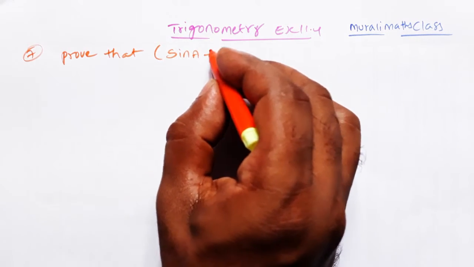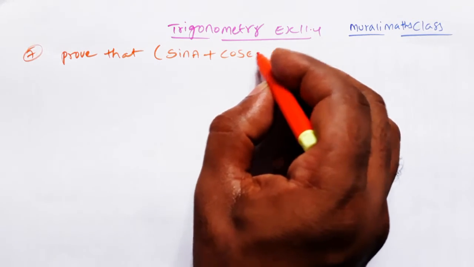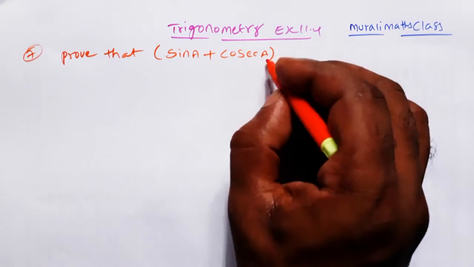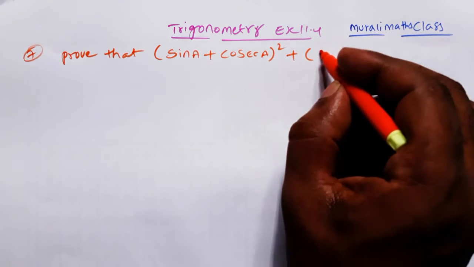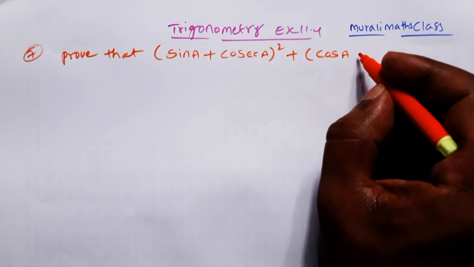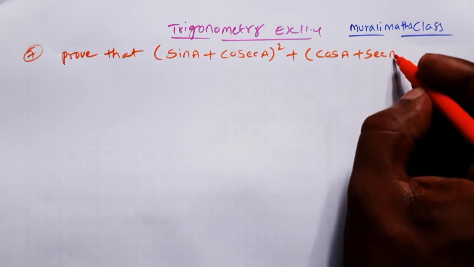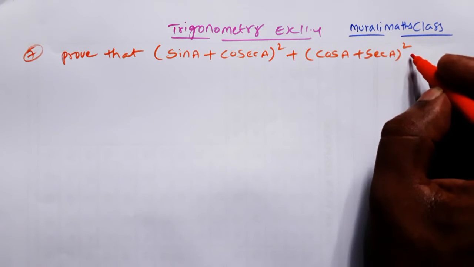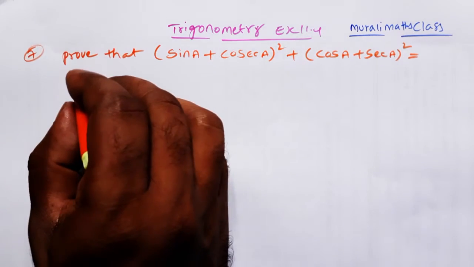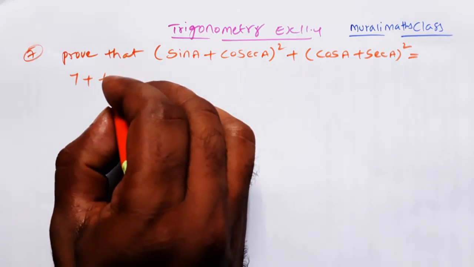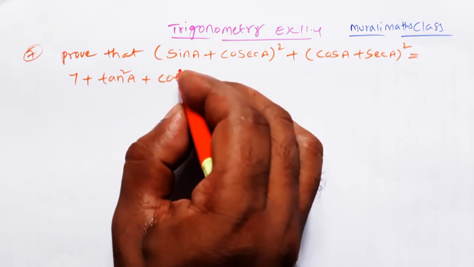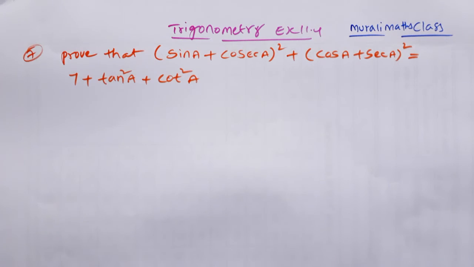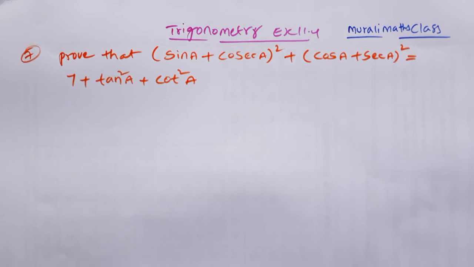(sin A plus cosecant A) whole square plus (cos A plus secant A) whole square equals 7 plus tan square A plus cot square A. This we need to get. Now we will see how to solve this, how to get this answer.